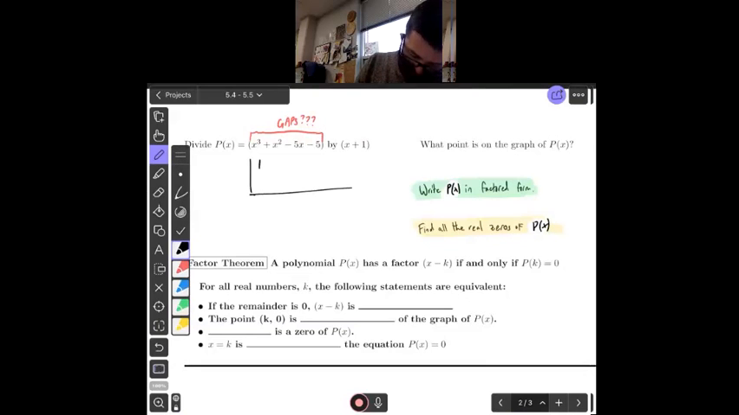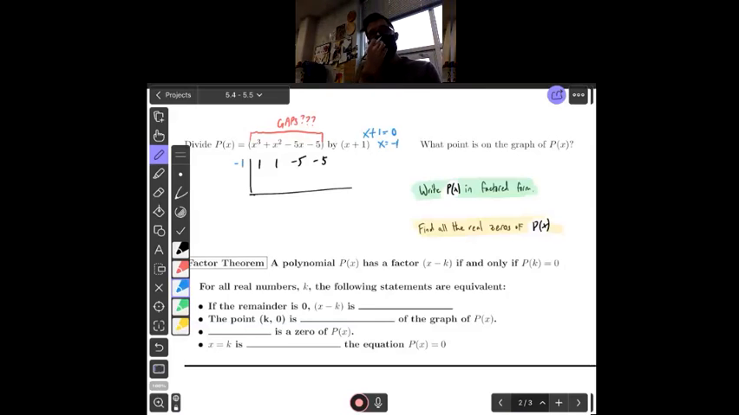So 1, 1, negative 5, negative 5. And then remember, when you divide, you're supposed to be dividing by the zero of that. That's why you set it equal to 0 and then solve, and that's why the sign flips. The easy thing usually is just to remember that the sign does flip. You're supposed to divide by the zero of the divisor, not just the divisor.